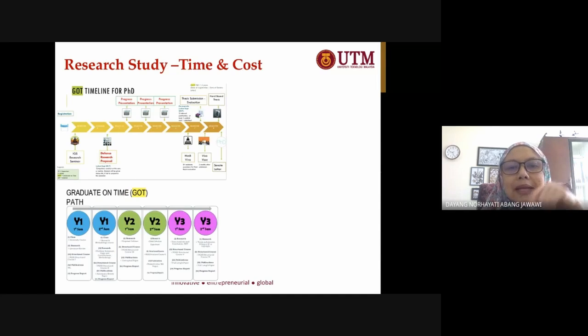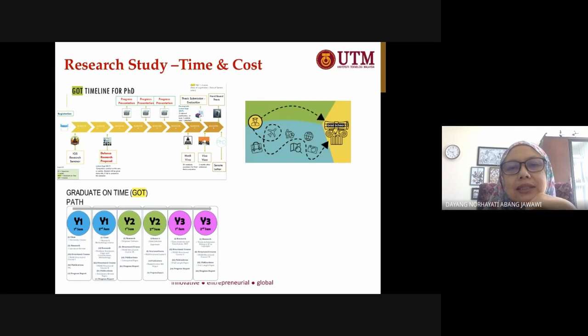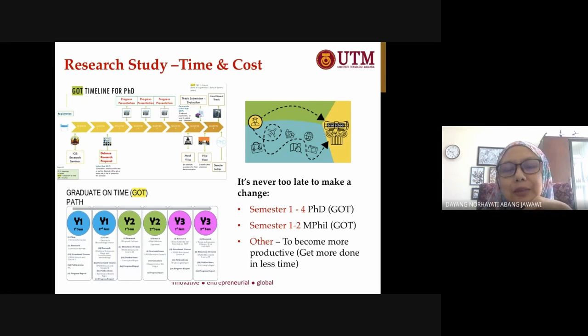It's possible to plan. When we're talking about graduation on time, it's about time and cost. We want to minimize time and cost. It's not an easy task to plan for graduation time, but it's not too late to plan, especially for PhD students in semester 1 to 4, or semester 1 to 2 for MPhil students. The rest you still can plan, but you plan to get more with less time that you have.